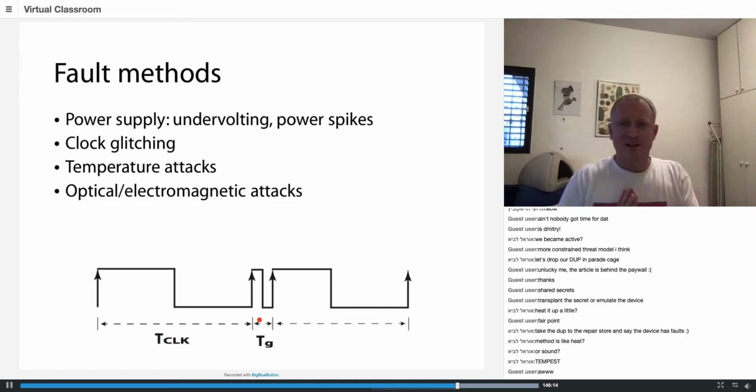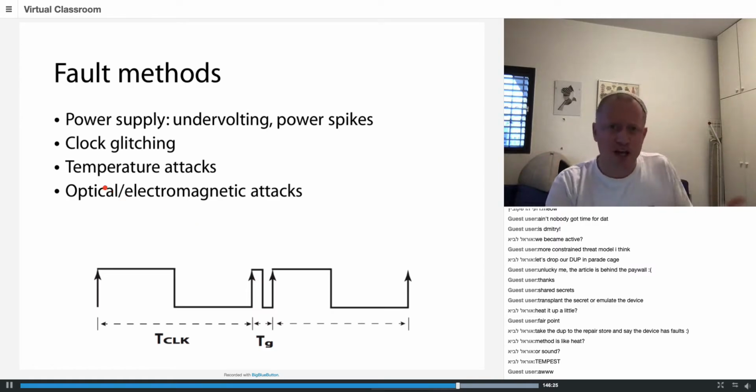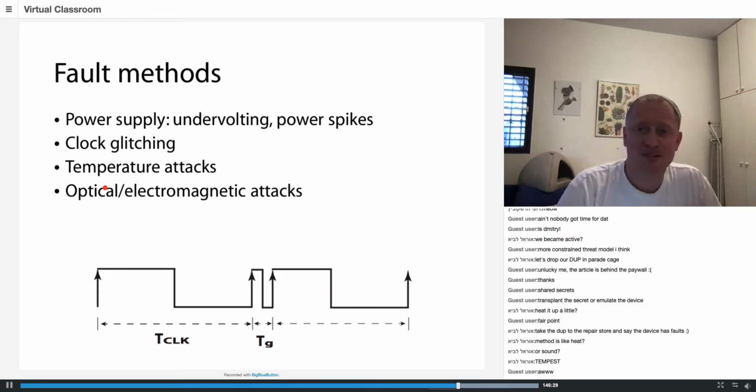Now, clock glitching is also something which is justifiable. And now we can talk about another kind of attack, which is the temperature attack. In the temperature attack, we just heat the device under test. How do we heat it? Anybody have an idea how to heat it?